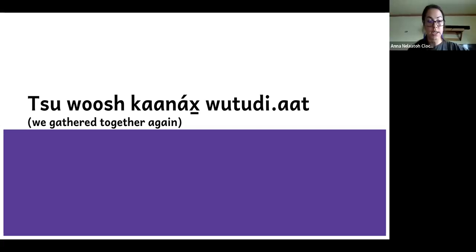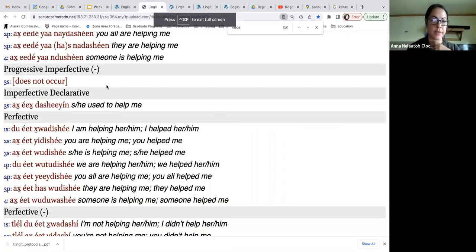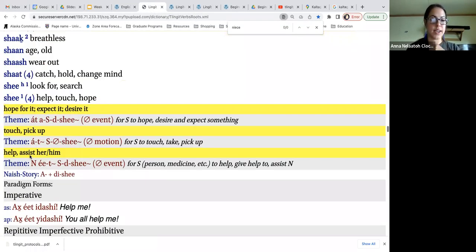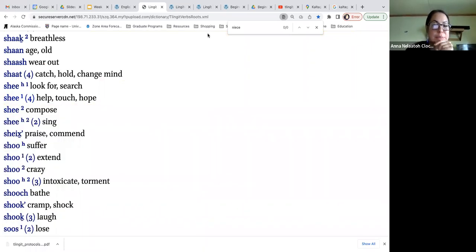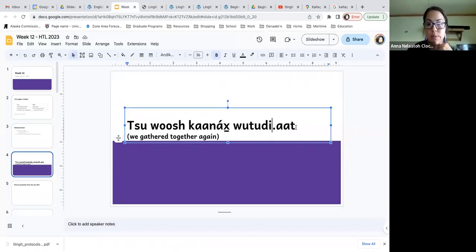And to just give you an idea of the verb, since some of you are starting to use the online verb database, I just want to point this verb out to you so that you're taking it from a conversational context. And I also want you to be able to look it up. So I'm going to take you to the online verb database, and we'll be using this today when you help me caption some photos. But who knows, looking at this verb, wutudaat, who knows what the verb root is?